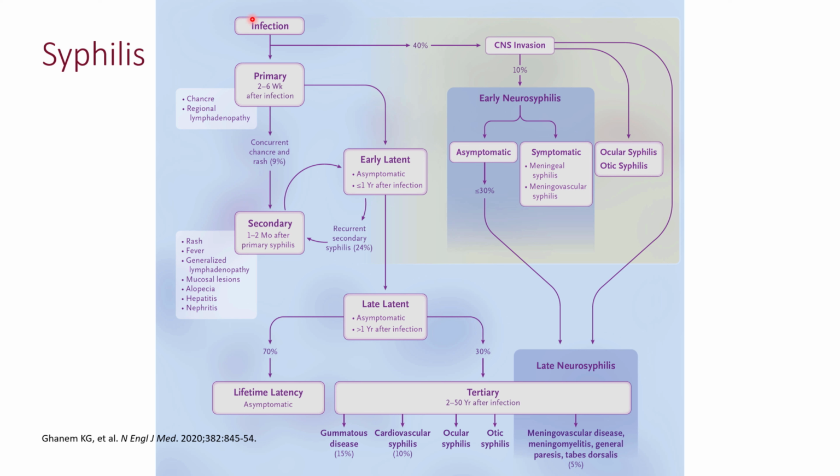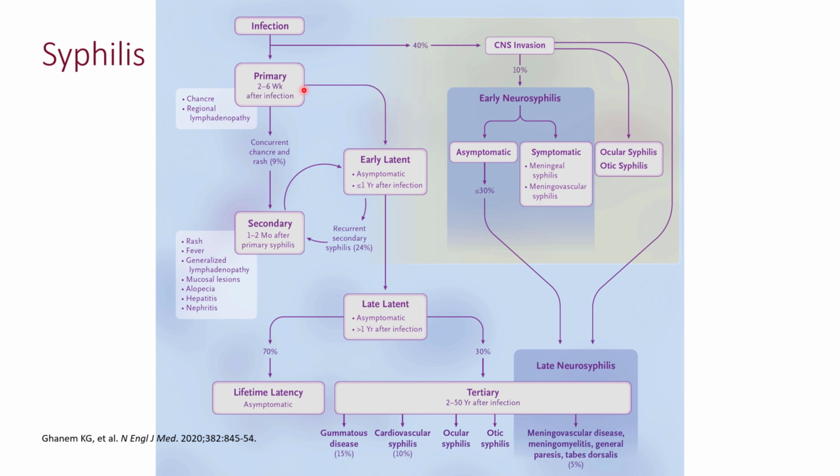And here's a picture that essentially shows you what I described. So once somebody has an infection, they will develop primary syphilis, and that takes about 2 to 6 weeks to develop after infection. So those are the local symptoms. Now, at any time, this can make its way into the CNS and cause neurosyphilis.